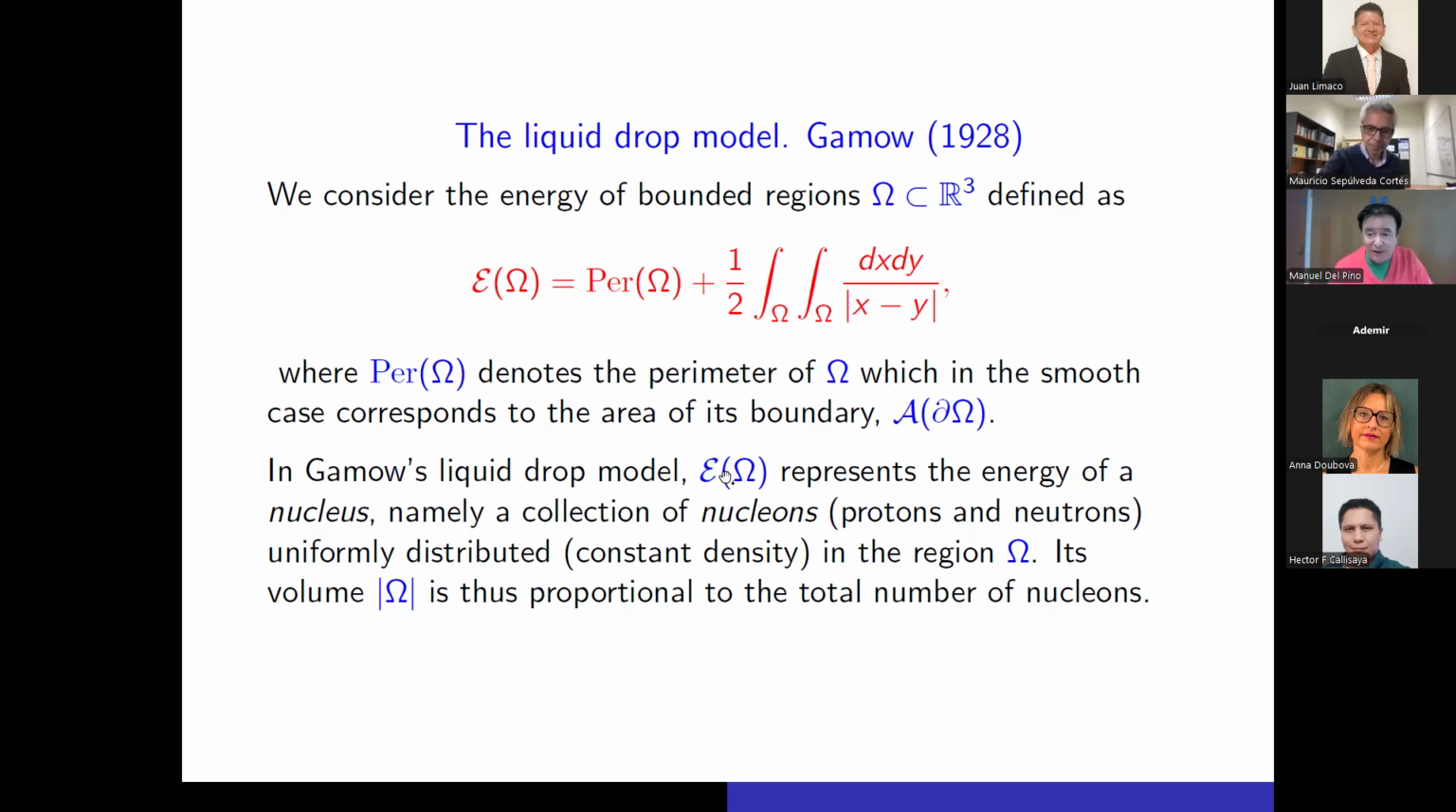And essentially in this model, the region selected by nature should be a critical, hopefully stable, critical point for this energy. So omega is the unknown, omega is the variable. So what we want to find are critical points of this energy, however, subject to the volume. So for a given volume which we prescribe, we want to find, using some Lagrange multiplier rule, critical points of this.